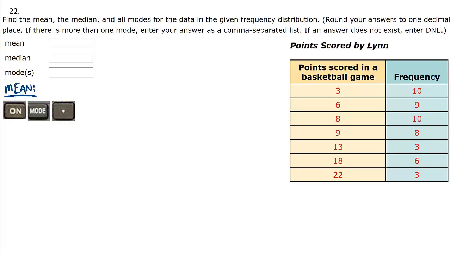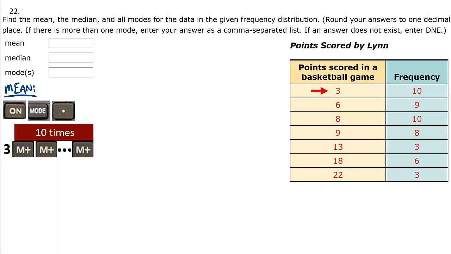Press on to clear out any old data. Mode dot gives you the stats mode that you need to calculate these. And then you want to put in the numbers. 3 goes in 10 times. So you type in 3, then you hit M plus 10 times.